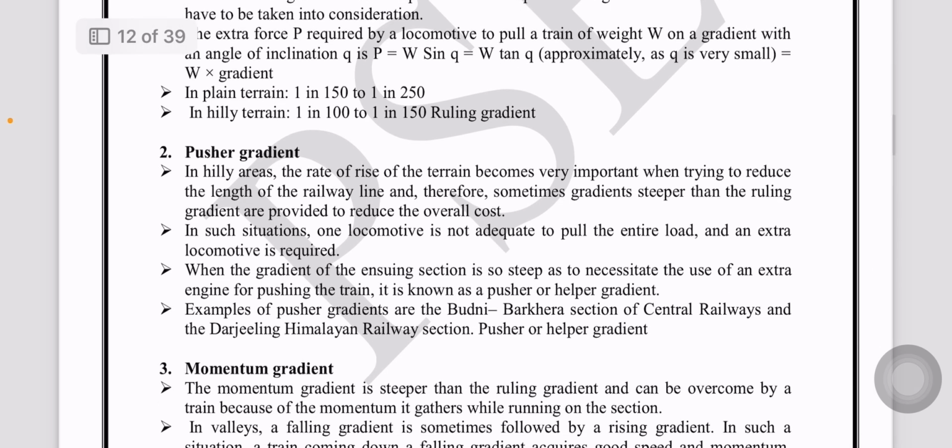Second one is the pusher gradient. Pusher gradient we can provide in hilly areas. In hilly areas, the rate of the rise of the terrain becomes very important when trying to reduce the length of the railway line. Sometimes gradients steeper than the ruling gradient are provided to reduce the overall cost. In such a condition, one locomotive is not adequate to pull the entire load, so we can provide an extra locomotive.